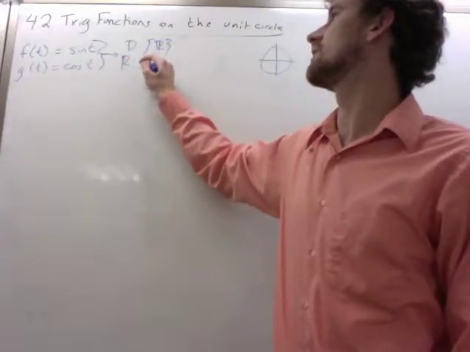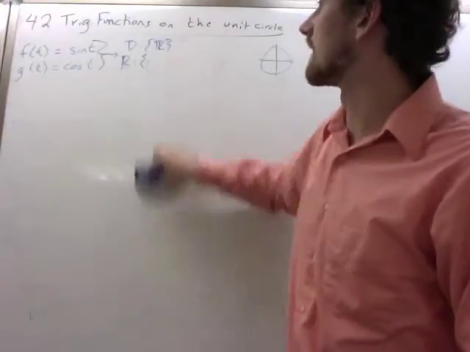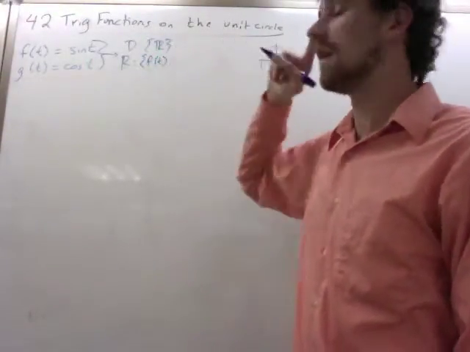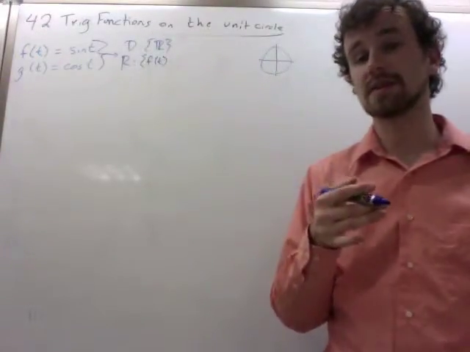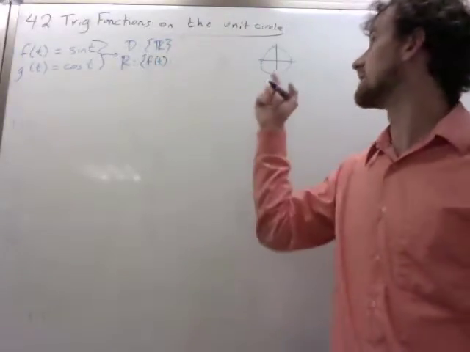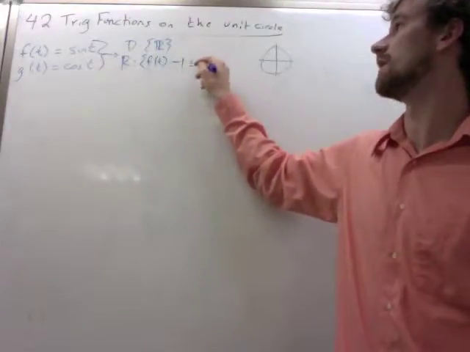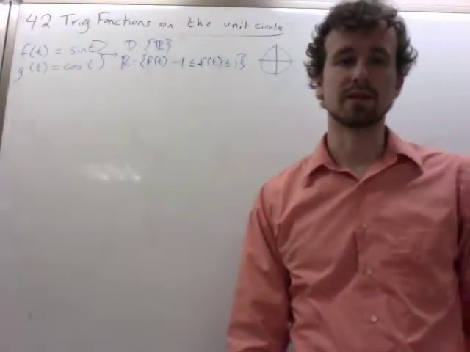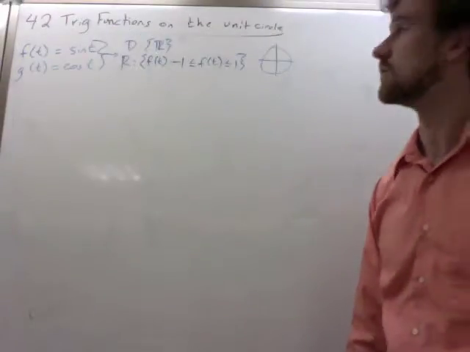Our range, we can figure out, I shouldn't say y, I should say f of t or g of t. If we think about this, sine is the y-coordinate, cosine is the x-coordinate of the point on our unit circle. Since it is a unit circle, the smallest value for either coordinate is -1, and the largest value for either coordinate is +1. So the domain of our sine function is all reals. The range just runs from -1 to 1.